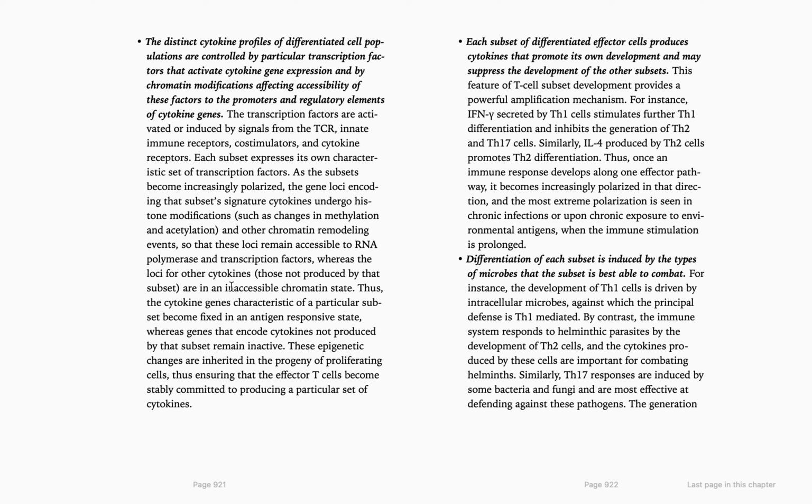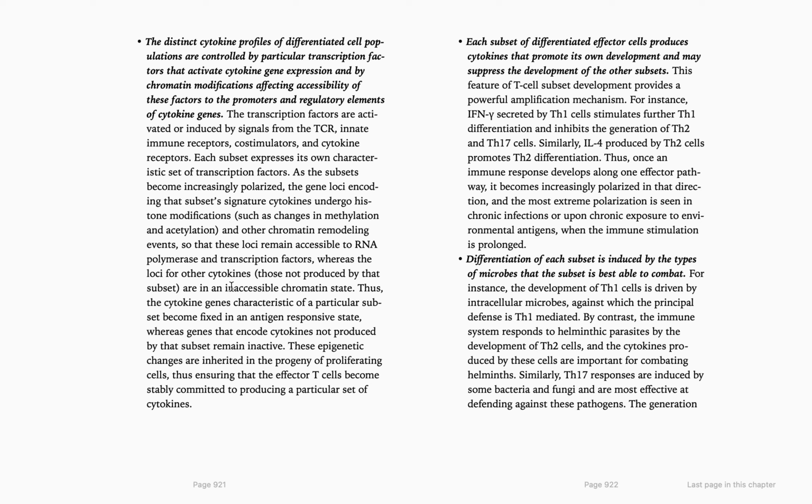The transcription factors are activated or induced by signals from the T cell receptor, innate immune receptors, co-stimulators, and cytokine receptors. Each subset expresses its own characteristic set of transcription factors. As the subsets become increasingly polarized, gene loci encoding that subset's signature cytokines undergo histone modification, such as changes in methylation and acetylation, and other chromatin remodeling events, so that these loci remain accessible to RNA polymerase and transcription factors, whereas the loci of other cytokines, those not produced by that subset, are inaccessible in chromatin state.